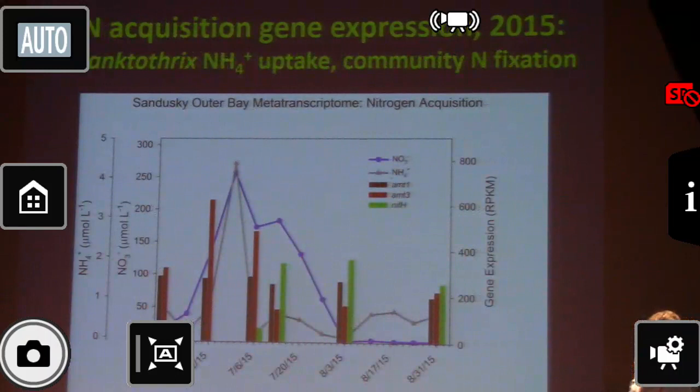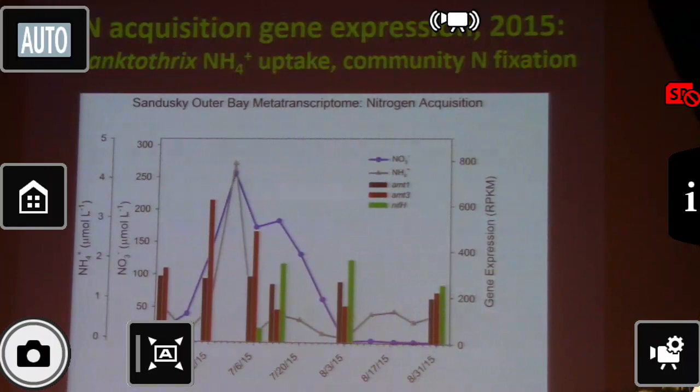If we look at nitrogen acquisition from the entire community, we also see that the ammonia transporter transcripts are detectable throughout the year, which is consistent with what Justine has seen with ammonium regeneration within the community. Secondly, we also see the minor population of nitrogen-fixing cyanobacteria activating their genes as nitrogen becomes depleted. We do see transcription prior to nitrogen becoming highly depleted. We see it at sort of the onset of depletion.